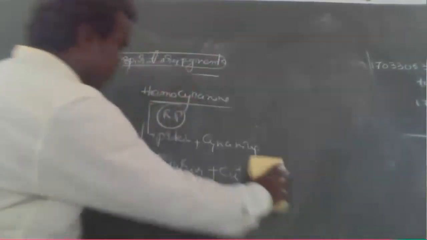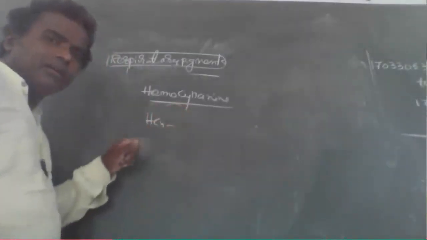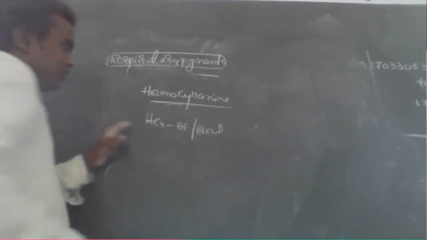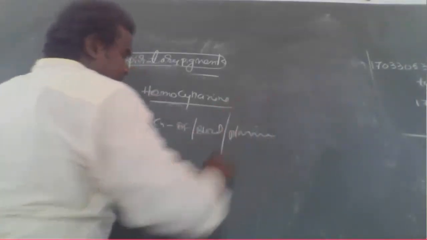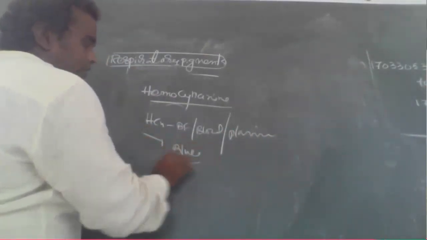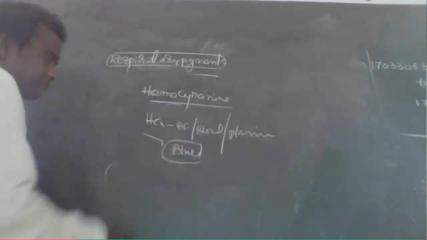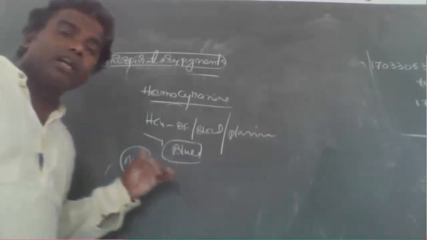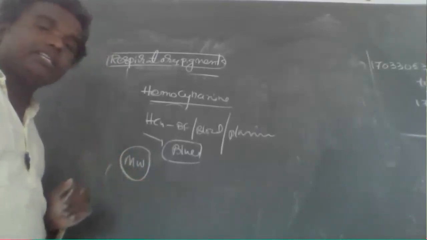Now let us come to the point. This hemocyanin is present in the body fluids, the blood and plasma. That blood is of which color? Blue color. Very, very important. Blue color. Next, the molecular weight is different in different animals.